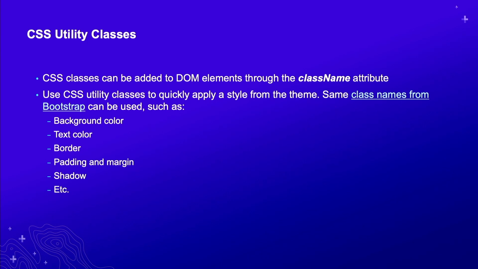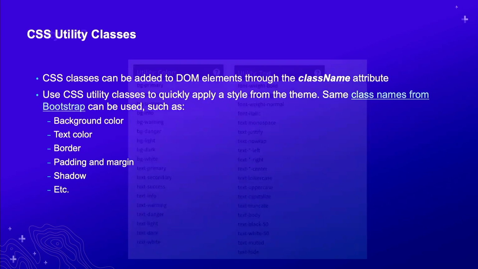For example, if you add a bg-primary class to a div, the background color of this div will pick up the primary color from the theme. And that color will change from theme to theme. In Experience Builder, we follow the same naming convention as the classes from Bootstrap. The utility classes include, but are not limited to, the following: the background color, the text color, the border, padding and margin, shadow, and some other classes.